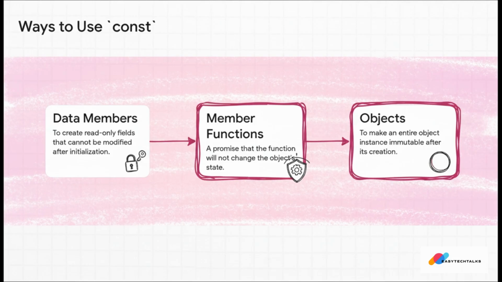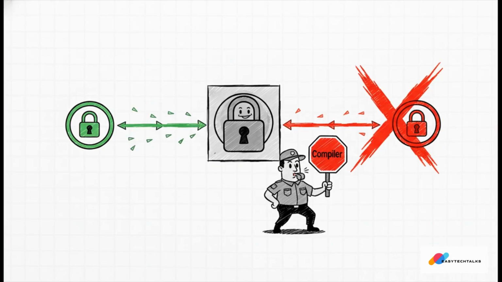And this isn't just a friendly guideline. The compiler acts like a super strict referee. Check this out. We've got a const object, t1. We're totally allowed to call showRecord on it because that function also has the const promise. But the second we try to call printRecord, which isn't const, the compiler blows the whistle. It throws an error protecting us from accidentally breaking our own rules.